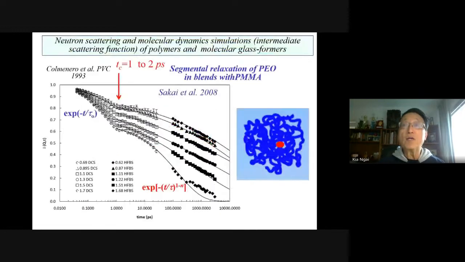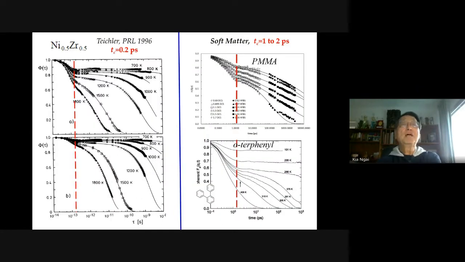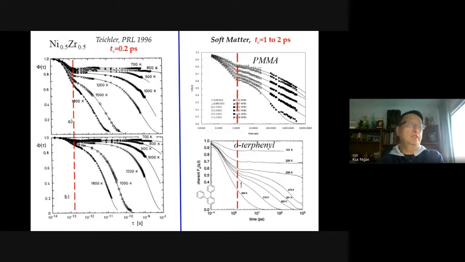The early ones also at 1 or 2 picoseconds. This one is 2 picoseconds. They are similar molecular systems there. Okay, so you look at the left, which is simulation on the metallic alloys, nickel, zirconium, and then you see the same thing. The right side bottom is OTP simulation. You see similar things. They are all there.